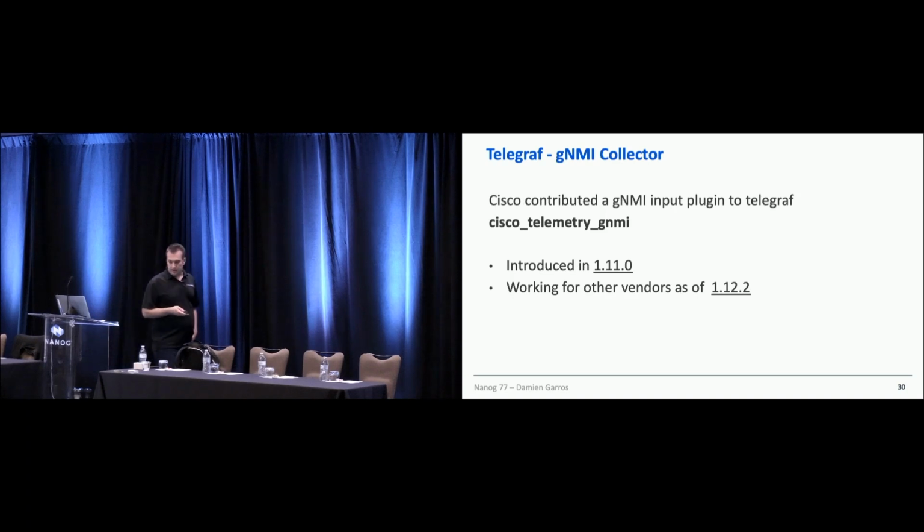Specifically, I'm using a collector called Cisco Telemetry gNMI that has been contributed by Cisco to Telegraf. So it's part of the main Telegraf release. It's 1.11, and I was actually successful in using that from 1.12.2 on other devices like Arista and Juniper. So if you want to try, you can just download the base image of Telegraf, and you will get that and be able to use it.